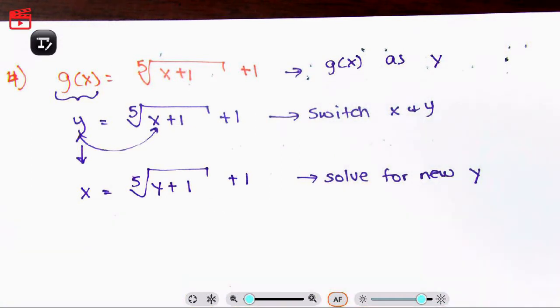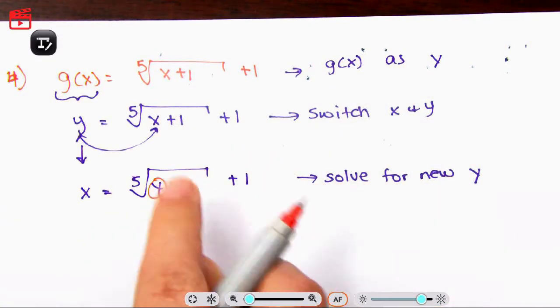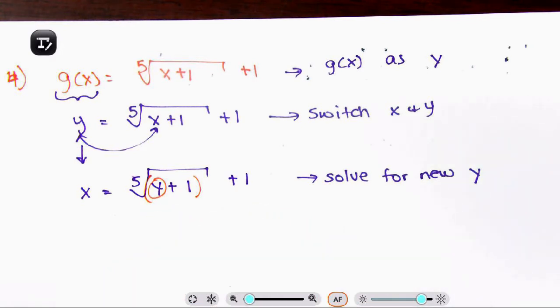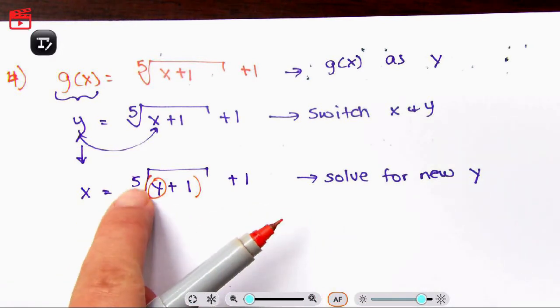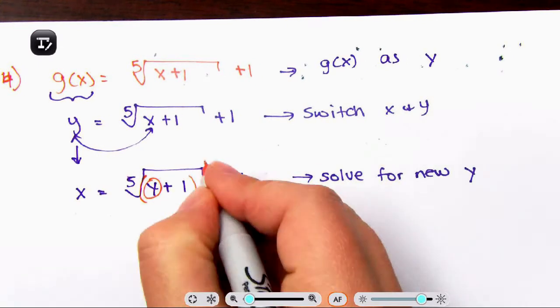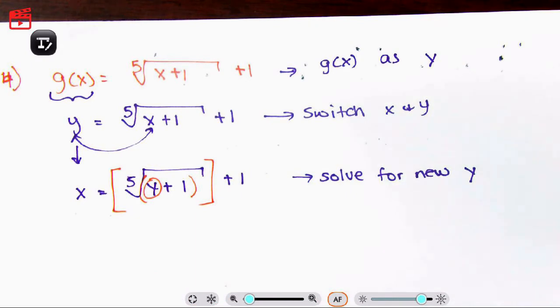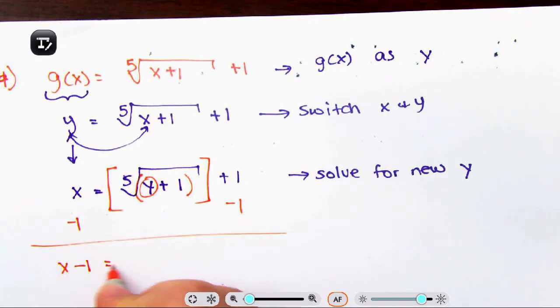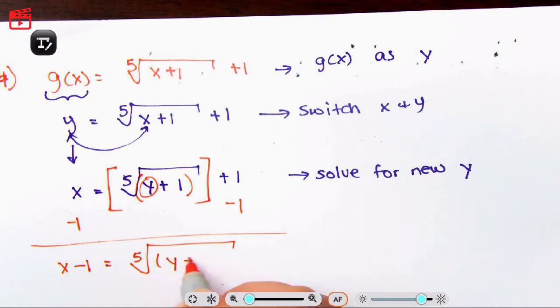What do I need to do? I need to get y by itself. y is inside, so that means it does have a bubble in here. We just can't see it. This bubble is being fifth rooted, and then also there's a plus 1 on the outside. So deal with everything on the outside first. So I'm going to subtract 1. So x minus 1 is equal to the fifth root of y plus 1.